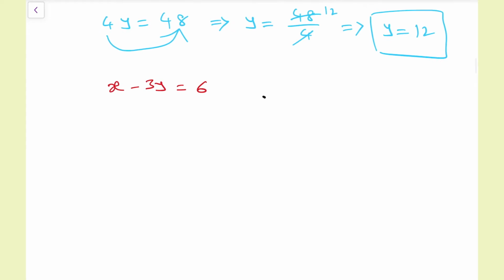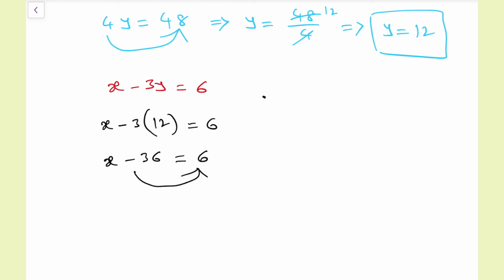Now x as it is, minus 3 into the y value we got, 12, equals 6. x minus 3 into 12, 36, equals 6. Take minus 36 to the right side, so it will become plus 36. x equals 6 plus 36. Then the x value is 42.